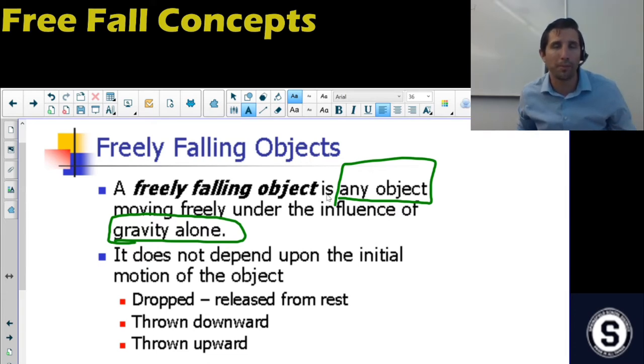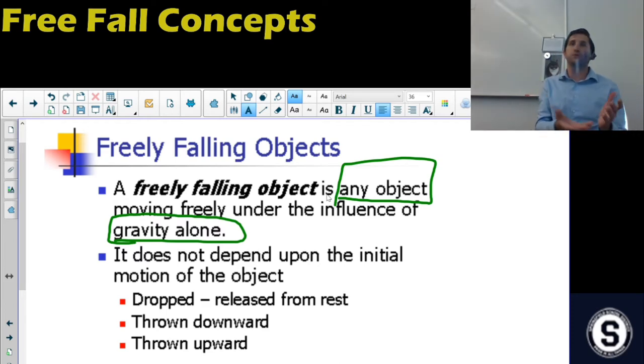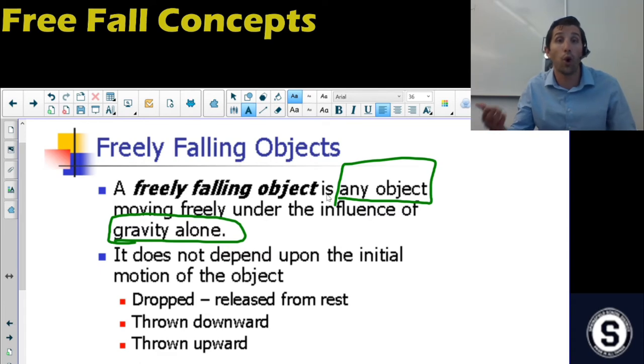But what we might not think is free fall would be if I tossed an object up in the air. Most people that are not physics students don't think of that as free fall. Or if I take an object and throw it downwards, like I was spiking it, most people don't think of that as free fall either. But all three of these examples, dropped or thrown downward or thrown upward, are examples of free fall in a physics sense. And here's the main reason why, and this is what you need to get.